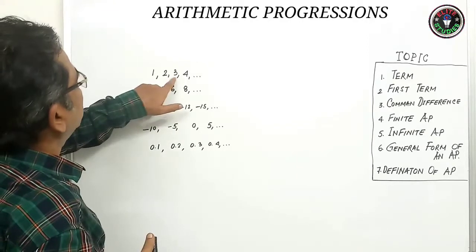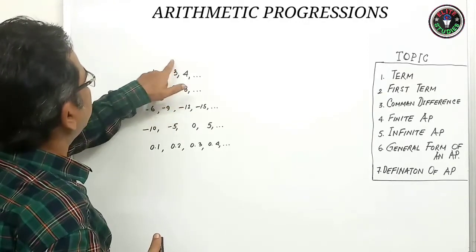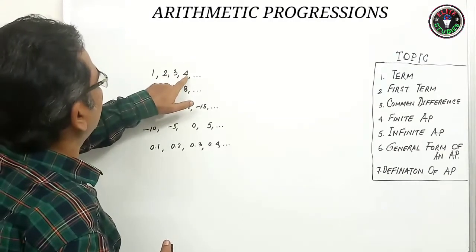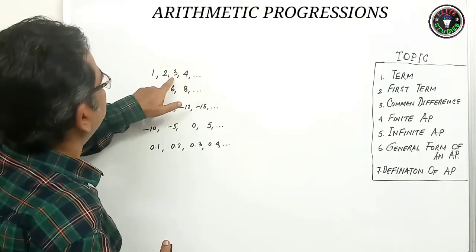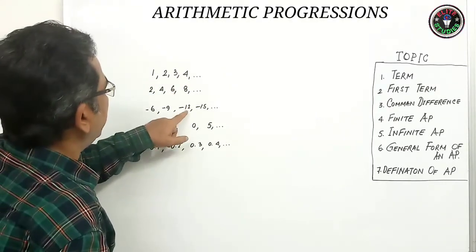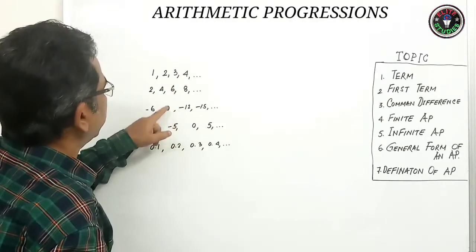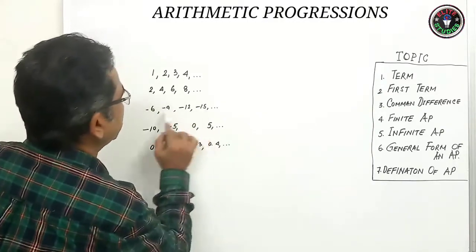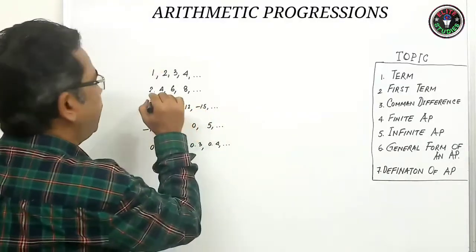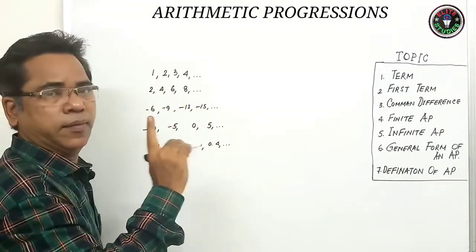Suppose here 3, how did we obtain it? By adding 1 to the preceding term 2. Here, what is the term 4? If you add 1 to the preceding term 3, you are getting 4. Similarly in all the cases, in this case if you add -3 to -9, then you will get -12. So each term we are getting by adding a fixed number to the preceding one.